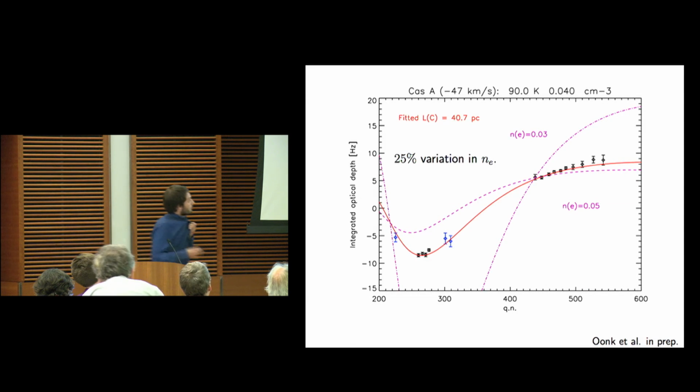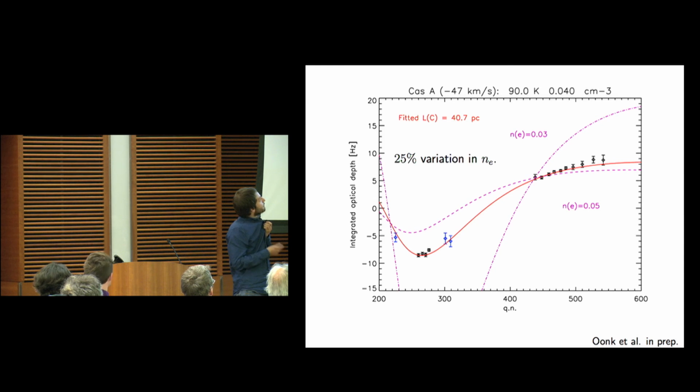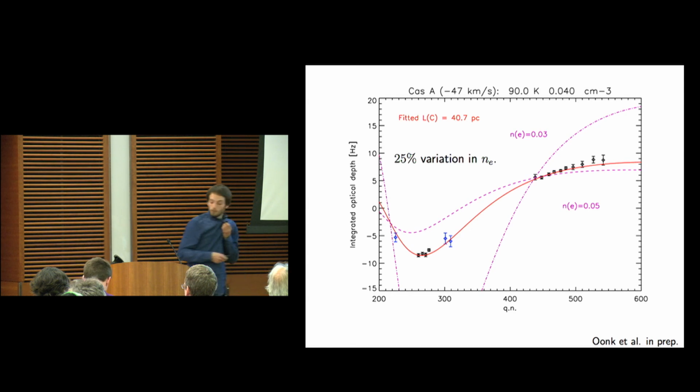So that provides the first constraint, and the second constraint comes from the integrated optical depth, which we can use, in combination with the new models, to constrain the gas properties. So this is the minus 47 kilometers per second component of the Perseus arm, and we can see how the model fits the data very well, and how a slight change in electron density really produces results that do not match the observations.